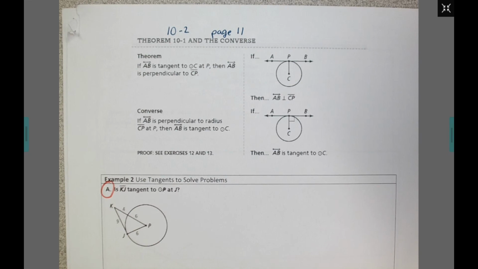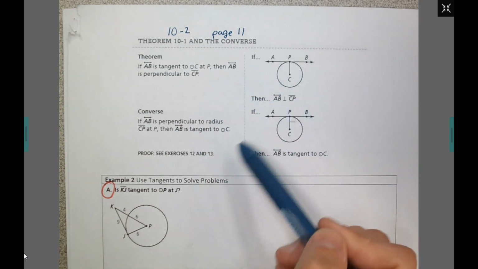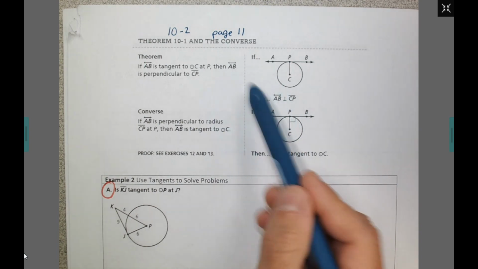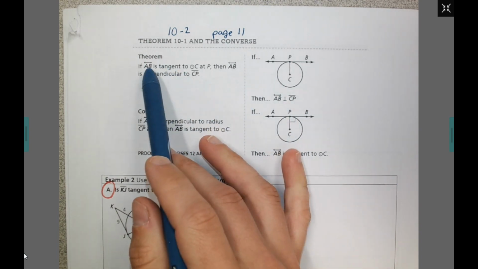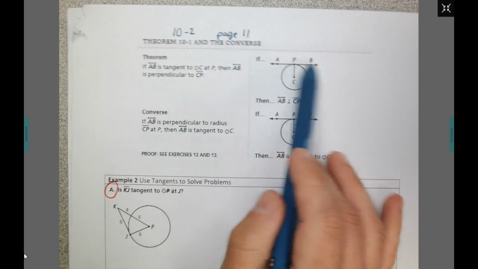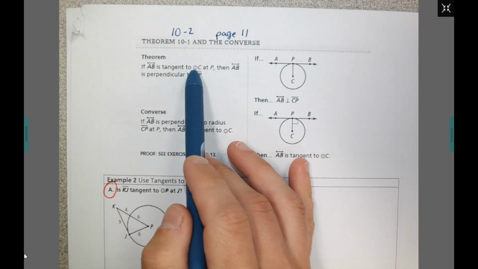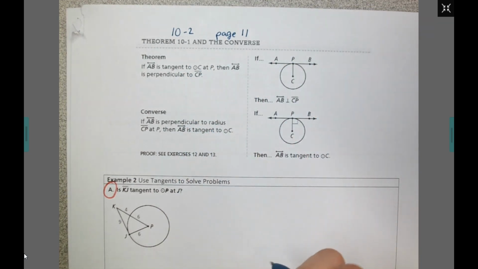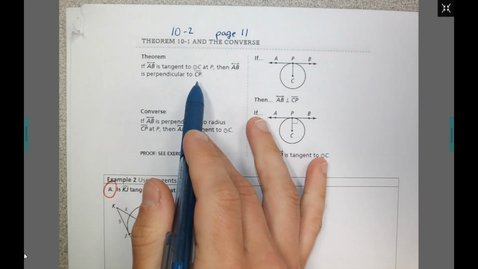Okay, section 10.2 deals with this concept of tangents to a circle. Up top, they have the theorem for tangents to a circle. It tells us if our line AB is tangent to circle C at point P, then AB is perpendicular to CP.